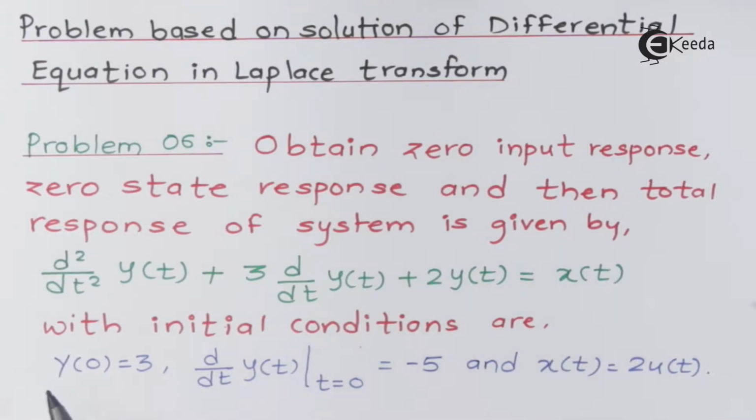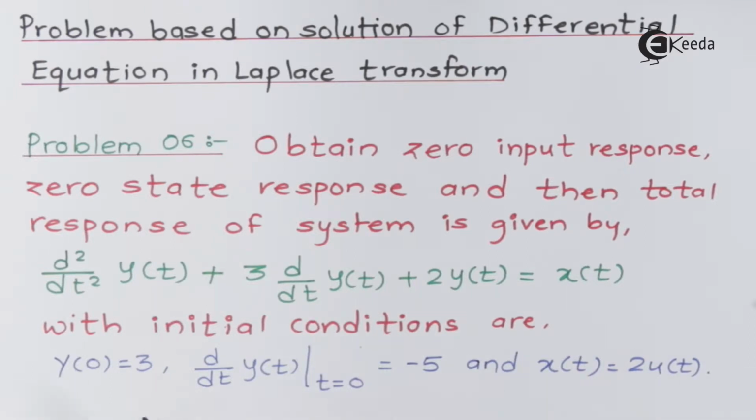So next, some initial conditions are also given. y of 0 is 3, and look here, this is a new term mentioned, d by dt of y of t, which means a first order differentiation. You can write it as y dash of t, but here the t value is also given and it is 0, which means this minus 5 is the value of y dash of 0. This is the new way to represent y dash of 0. And the last, x of t is given, which is 2u of t, or you can say twice of u of t. U of t stands for the unit step signal.